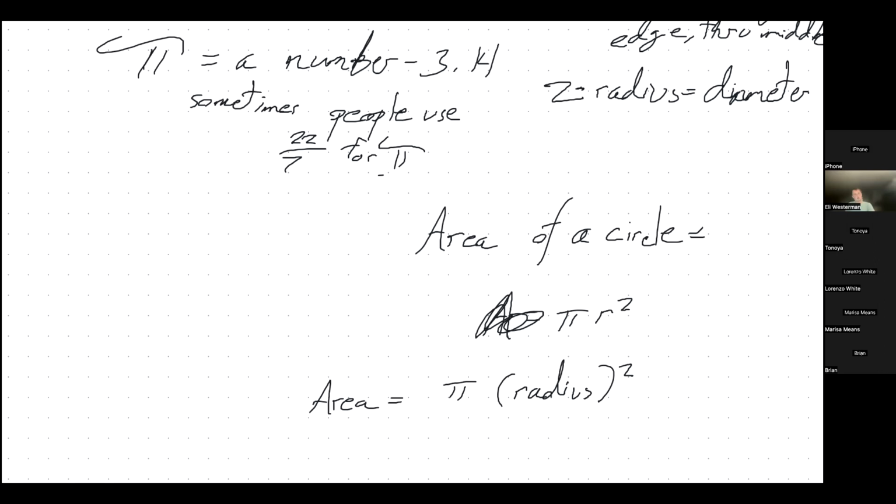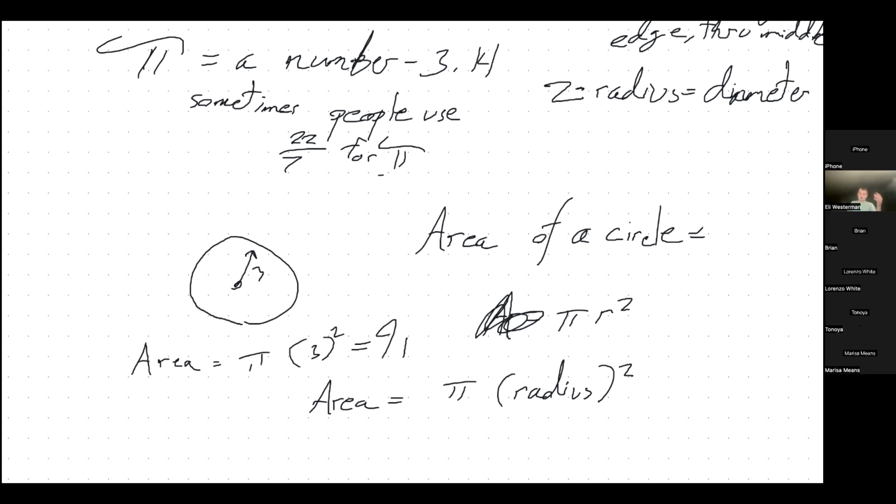So let's say we have this circle. Let's say the radius is 3. What is the area? Well, the area is equal to pi times 3 squared. So the area equals 9 times pi, because 3 squared is 9. So that's pretty simple.